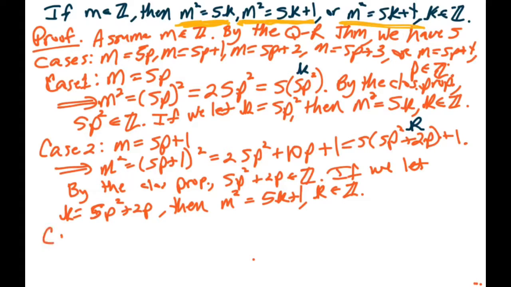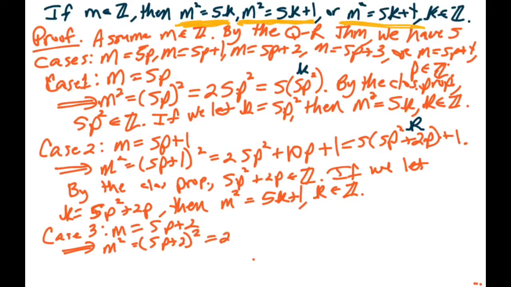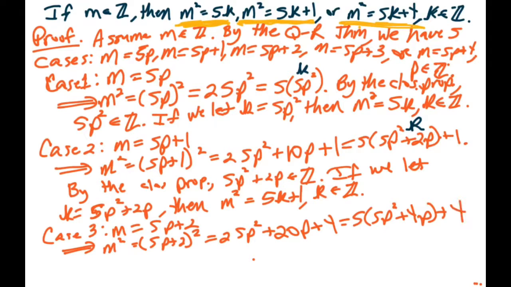All right, so let's look at case 3. Here we have 5p plus 2, and so that's going to imply that m squared is equal to 5p plus 2 squared, which is 25p squared plus 20p plus 4. And so now we can see that we're probably going to have to use this last one here because of the 4 that's at the end. All right, so let's write that as 5 times 5p squared plus 4p plus 4.